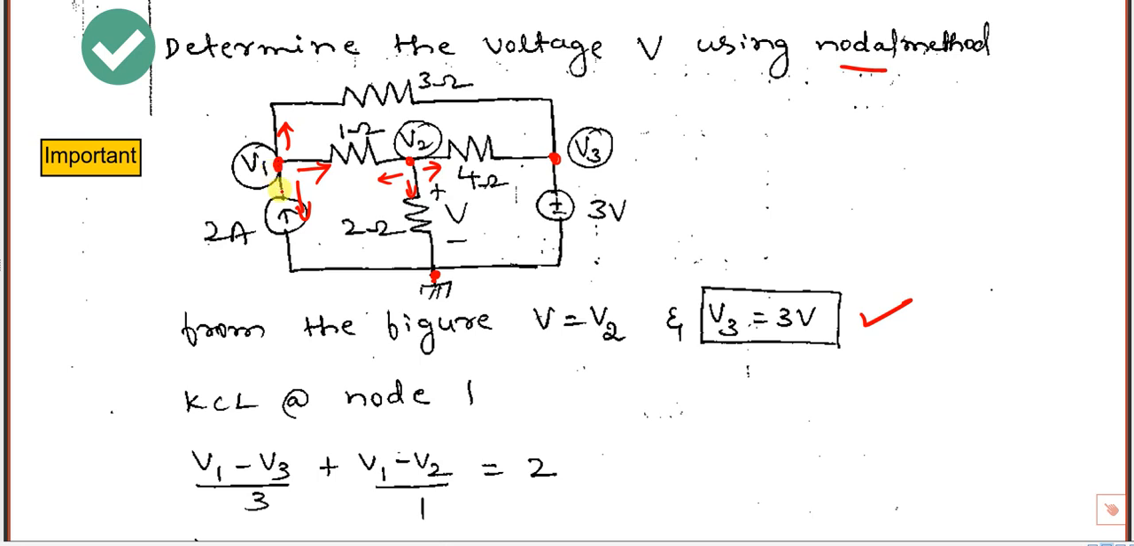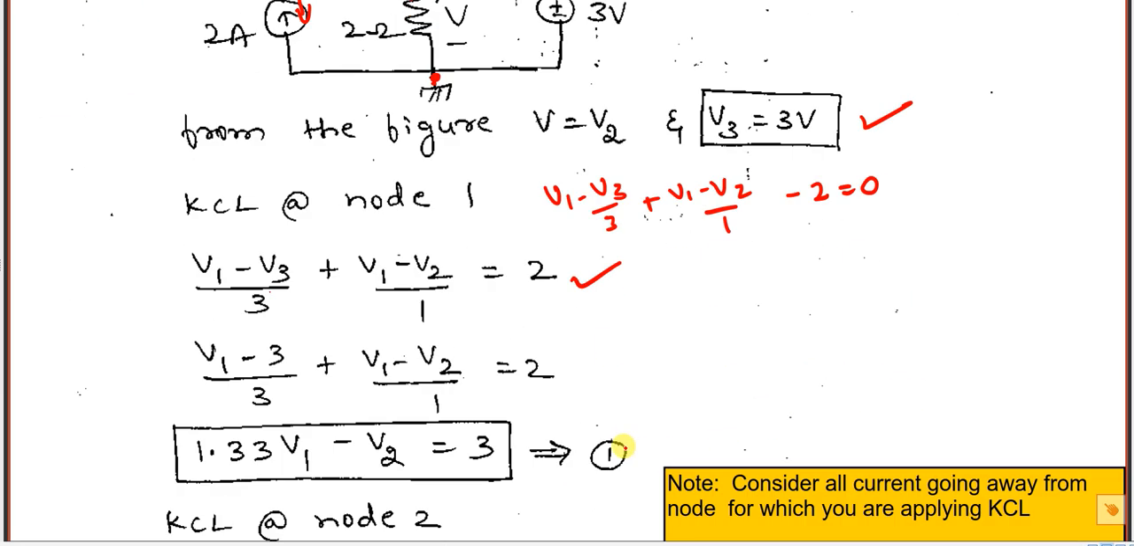So from this, V1 minus V3 by 3, V1 minus V2 by 1, and minus 2 is equal to 0. If you bring this minus 2 to the right side, you get the same equation as this. And if you simplify this, you will get equation number 1.